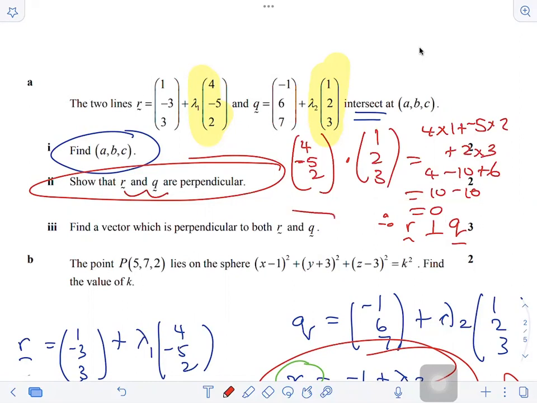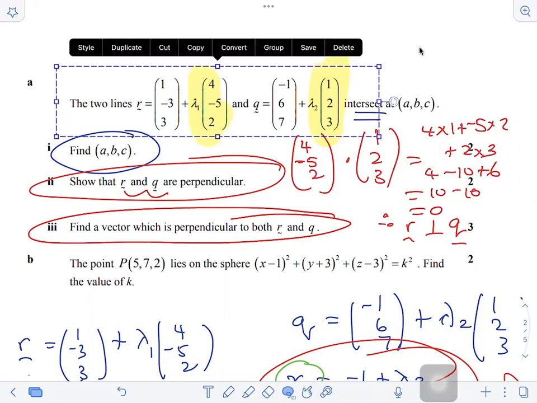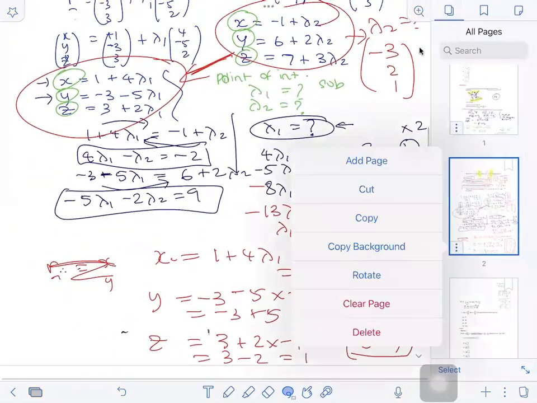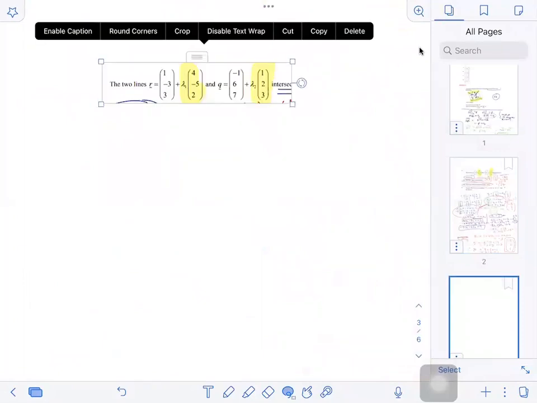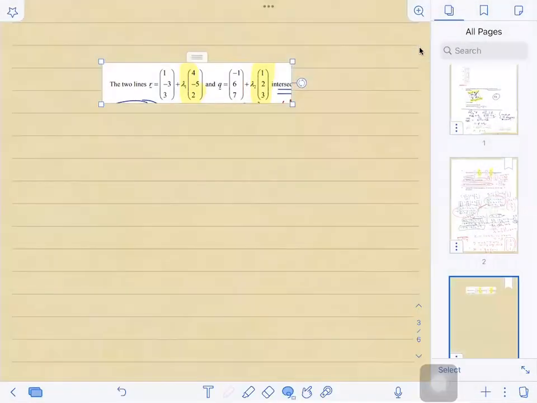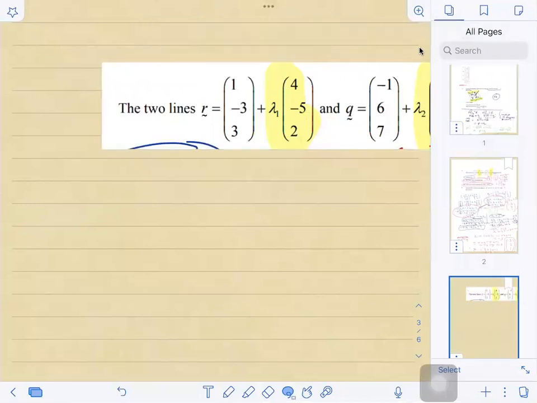Okay, so what we want to do now is find a vector that is perpendicular to both of these vectors. Let's just copy that. I'm going to move that down here, to give myself a little bit of space to work this one out, and some lines to work on. What we basically want to do, let's look at what the question said.